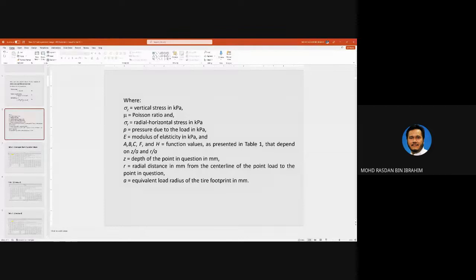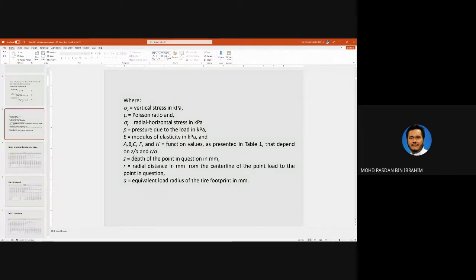So this is why we created Marshall cakes, Marshall samples, last week that I have explained to you before; we use it as a pavement. So we create those samples and we test them in the lab to estimate the value of modulus of elasticity. Okay. The variables of A, B, C, F, and H are presented in table 1 here. So it depends on the value of Z, R, and A.